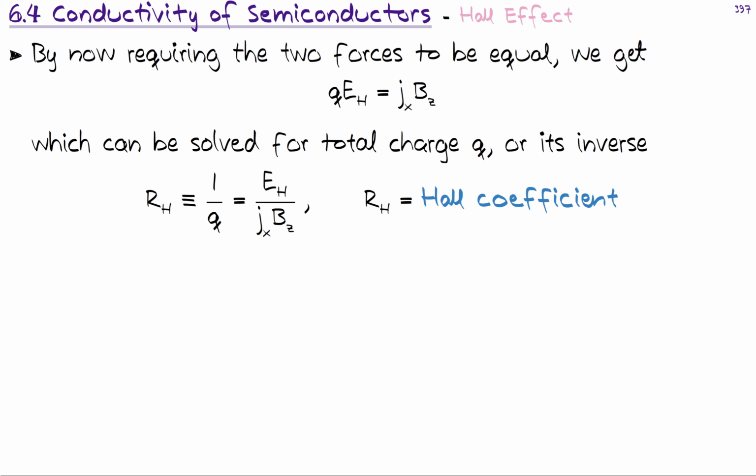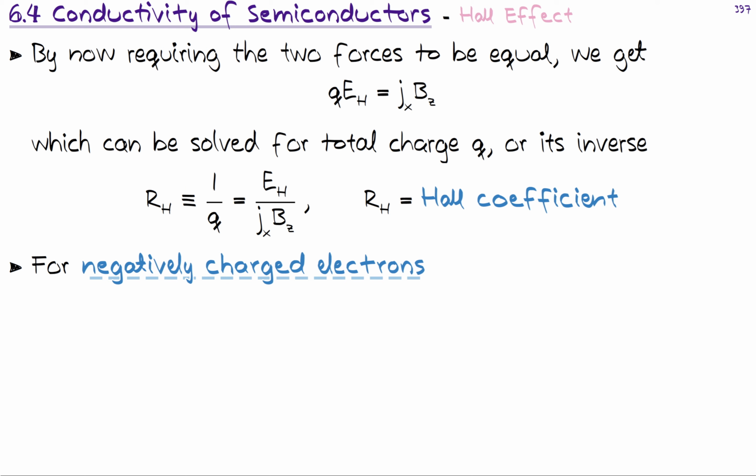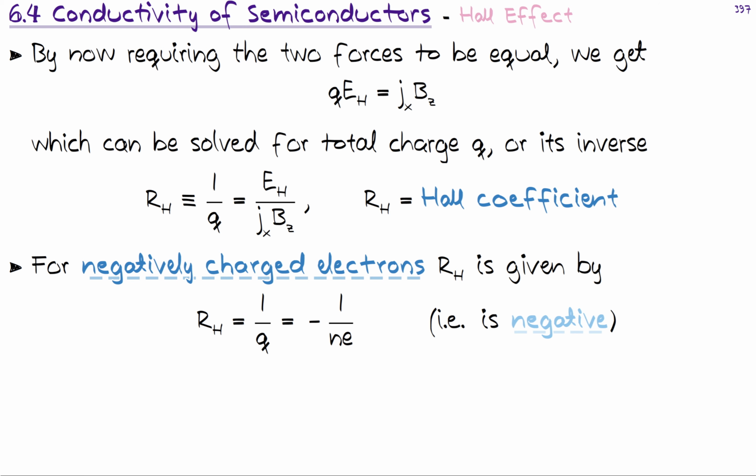So simple as that. And now the interesting part is that when we have a negatively charged carrier, so when we have an electron, the RH is given by a factor like this. So we have 1 over Q. In fact, what we will have here is minus 1 over N times E. So this Hall coefficient for the case of negatively charged carriers is negative.